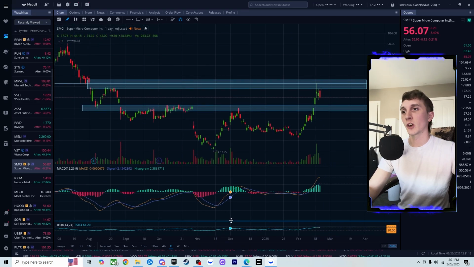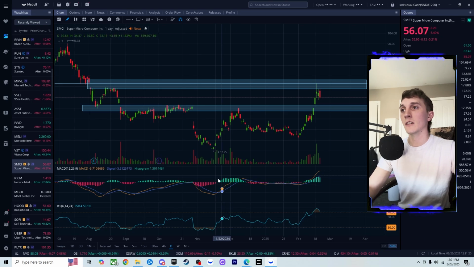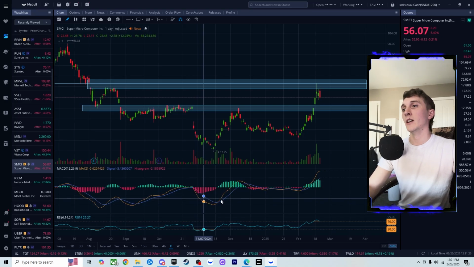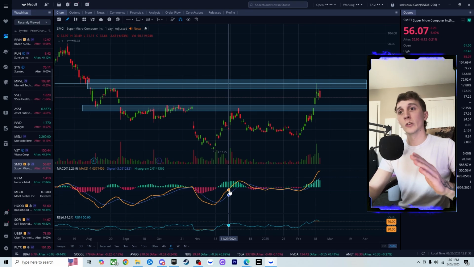Just consider, the RSI is essentially whether the stock's overbought or oversold. The MACD line is essentially showing you momentum. So you want to see those histogram bars also gearing up if you're looking at longs, or gearing down if you're looking at shorts. But you also want to see the MACD line start to either cross over the signal line to the downside for bearish or to the upside for bullish action.